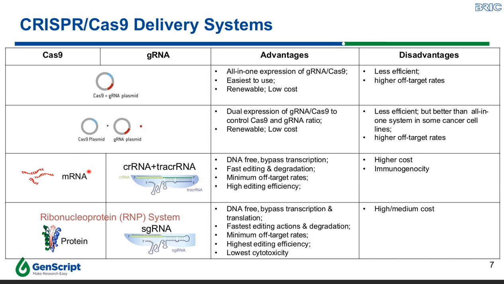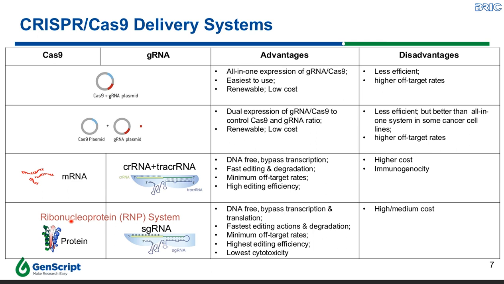So the second cargo involves the use of the mRNA for Cas9 translation and also a dual oligo format of the guide RNA. The advantages of these cargos are that they are DNA-free and bypass the transcription, because of the use of the mRNA directly for Cas9 translation, and then faster editing and degradation, minimum off-target rates, and high editing efficiency. But the drawbacks of these cargos are a higher cost, and because of the use of a foreign mRNA for Cas9 translation in the cell, it may result in immunogenicity or cytotoxicity to the cell.